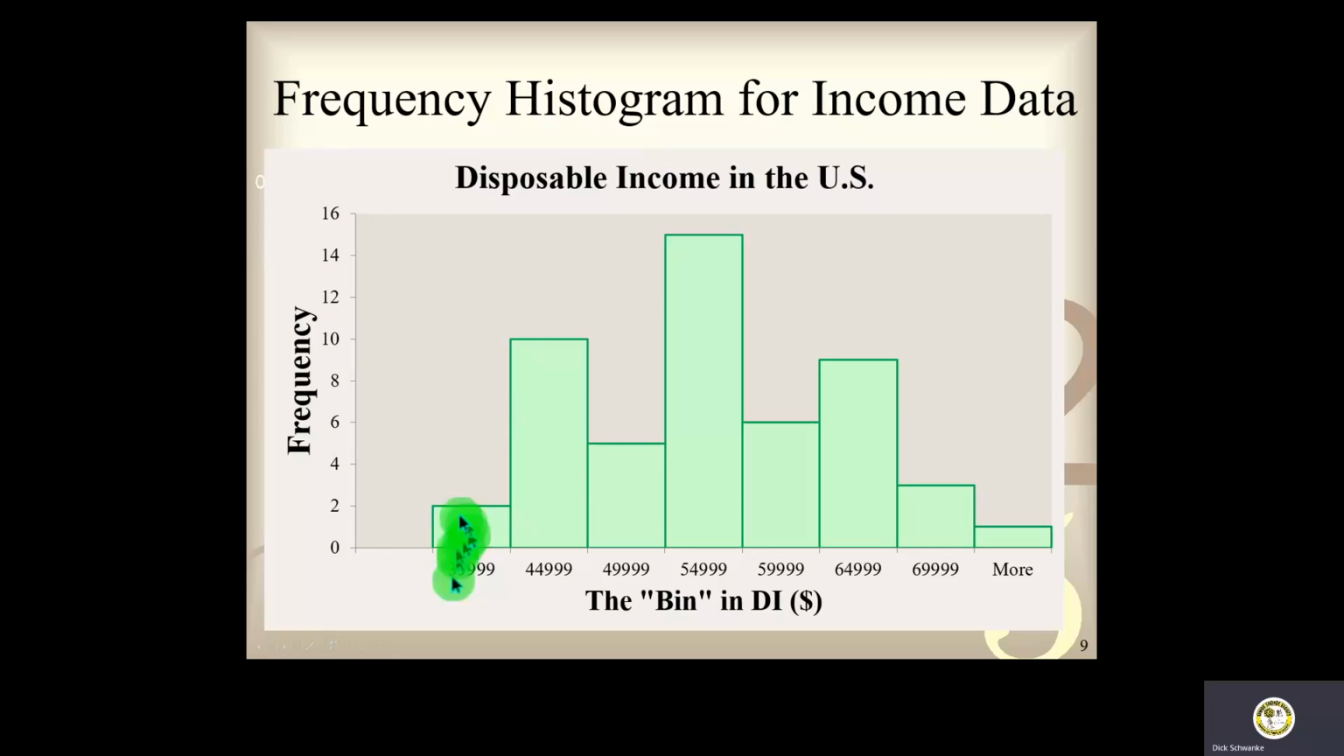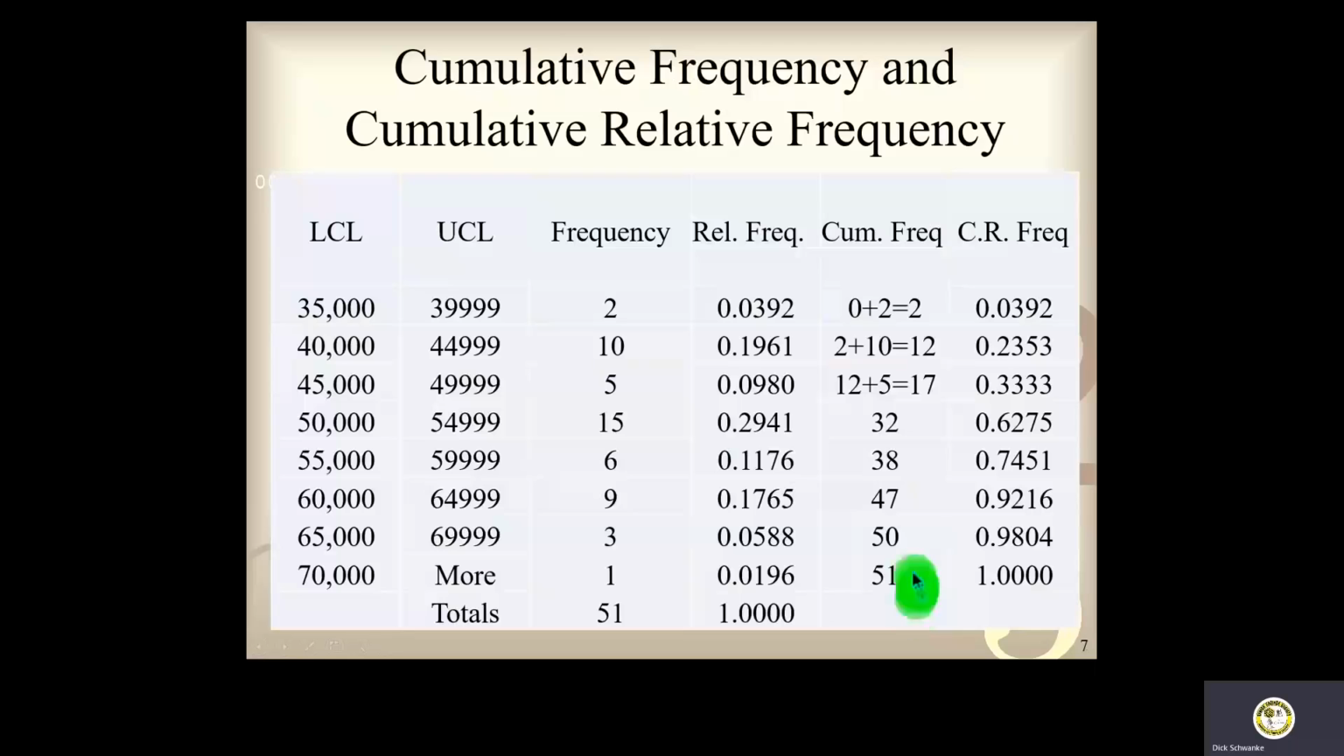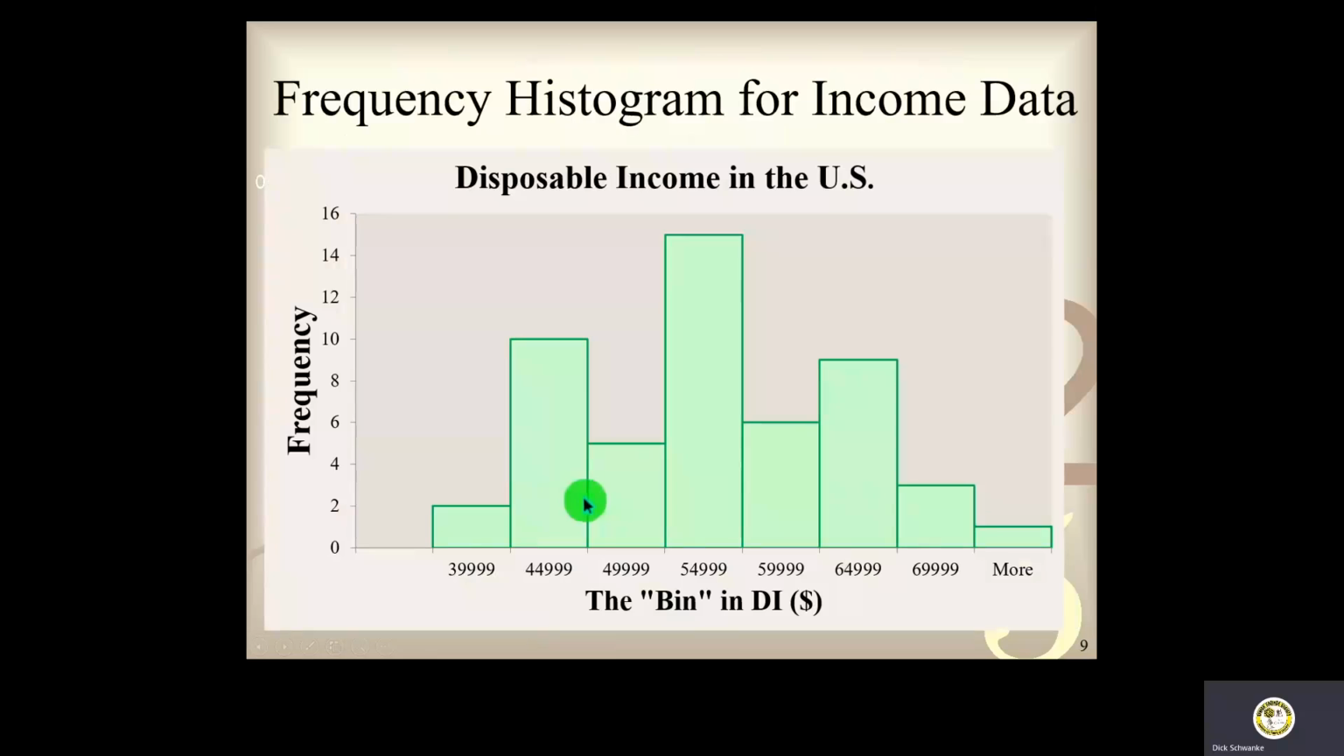So you can see right here we had 2, then it went up to 10, then we had 5, then we had 15, then we had 6, then we had 10, then we had 4, and then we had 2 that were over 70,000. That corresponds to the same numbers.